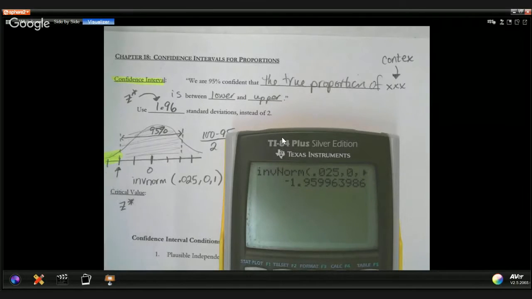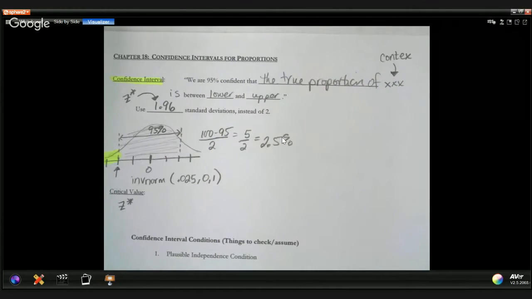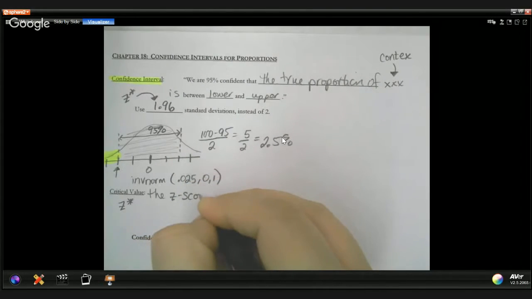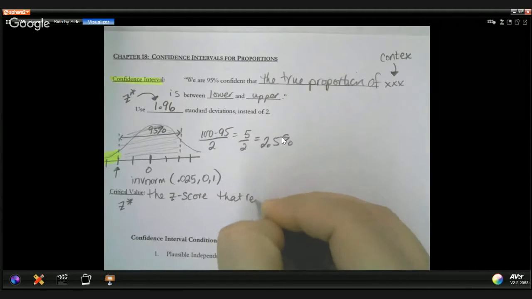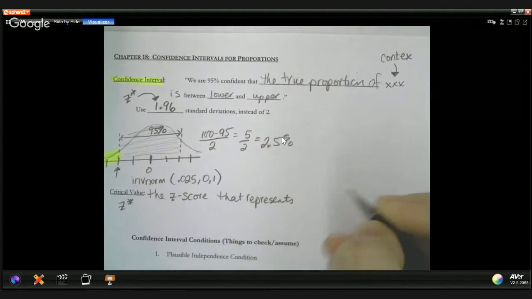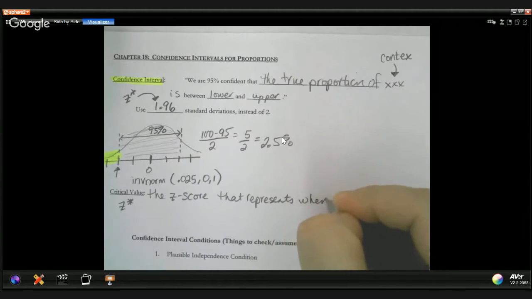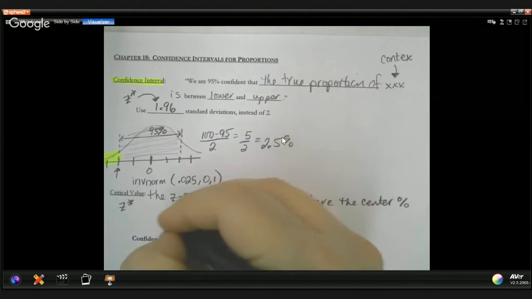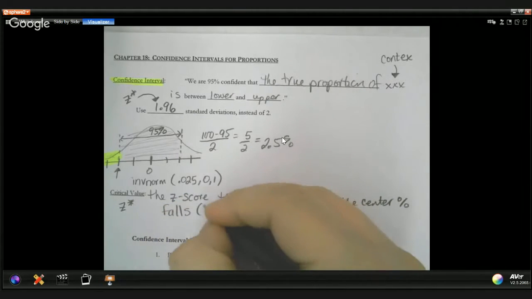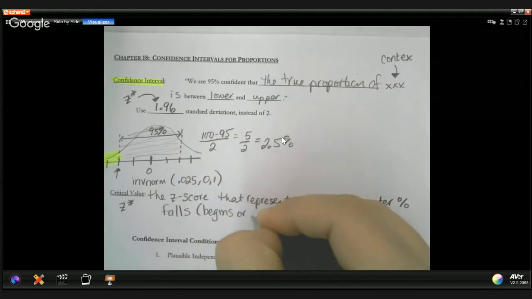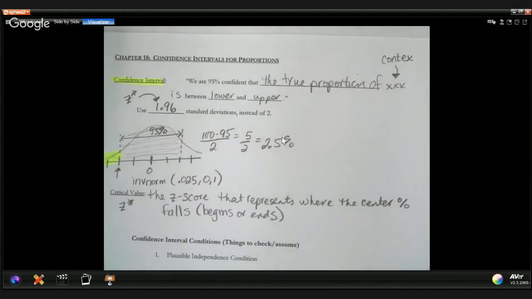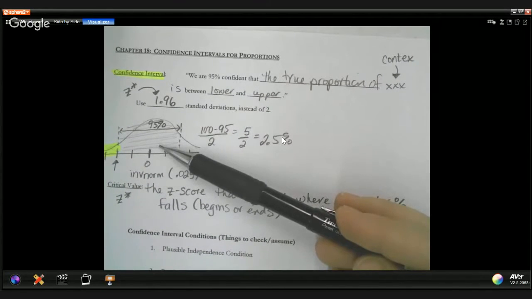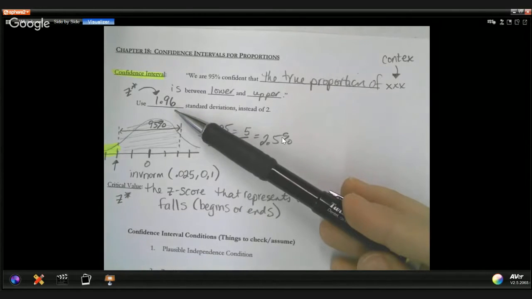Okay? All right, so the critical Z is the Z score that represents where the center percent falls. It's the beginning or where it ends. Okay? The majority of the time, you're going to have to find a 95% confidence interval, which is 95% in the middle. And so you'll use this 1.96.